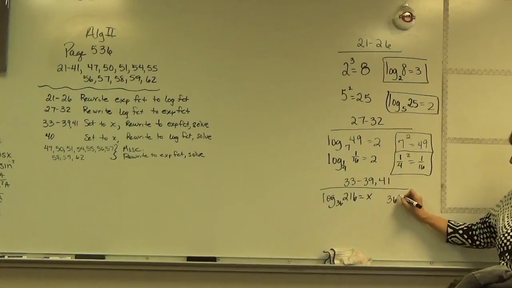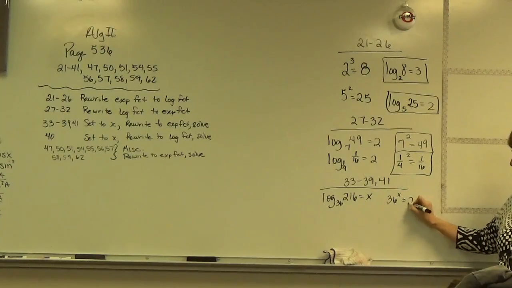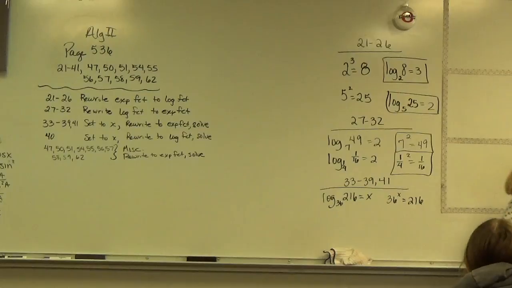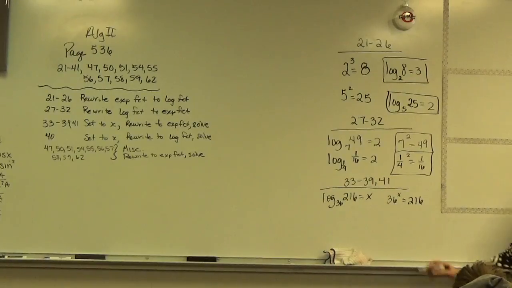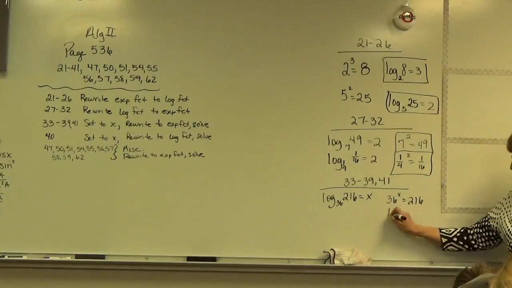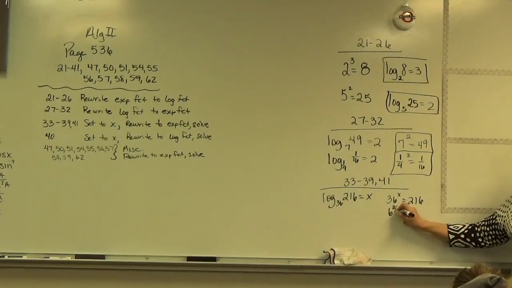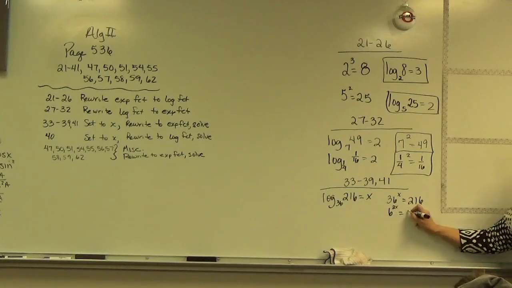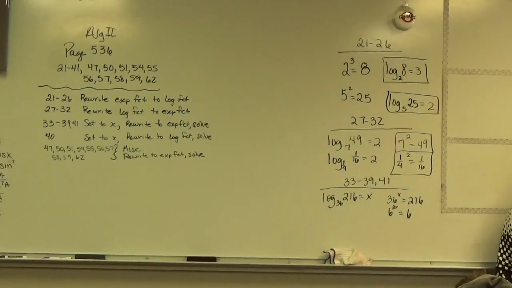36 to the x power equals 216. So now, this is the third day for doing this, right? Solving where we write them as the same bases. So what bases could I change these both to? 6. 6 to the second and 6 to the what? What power gives you 216?